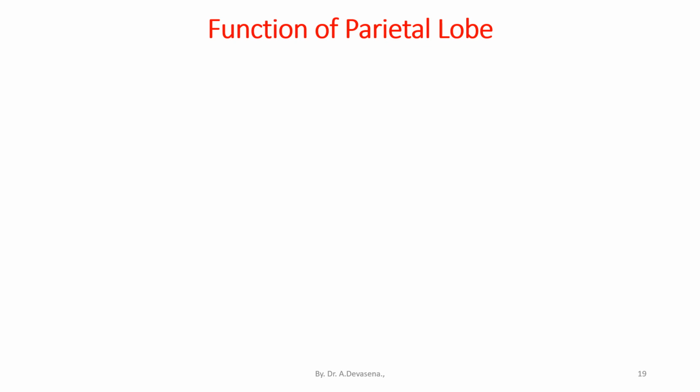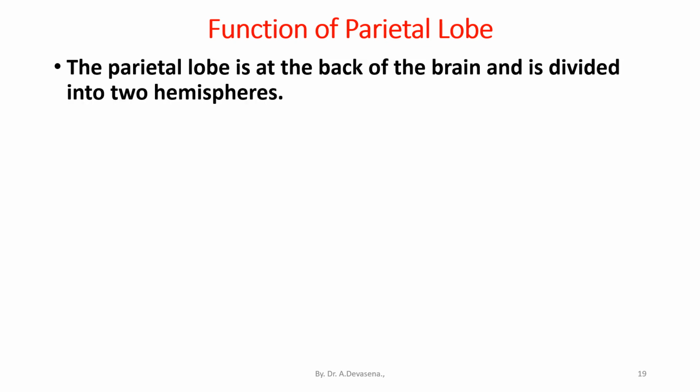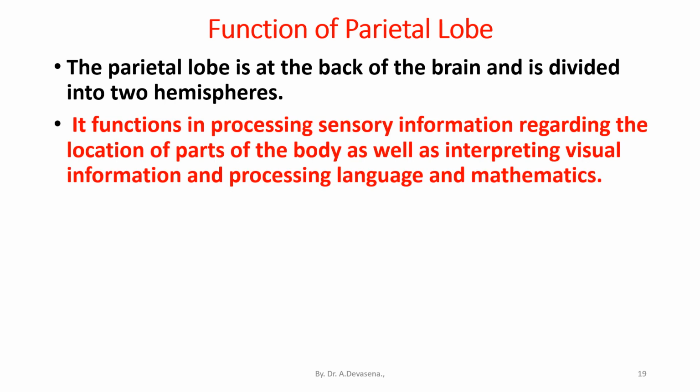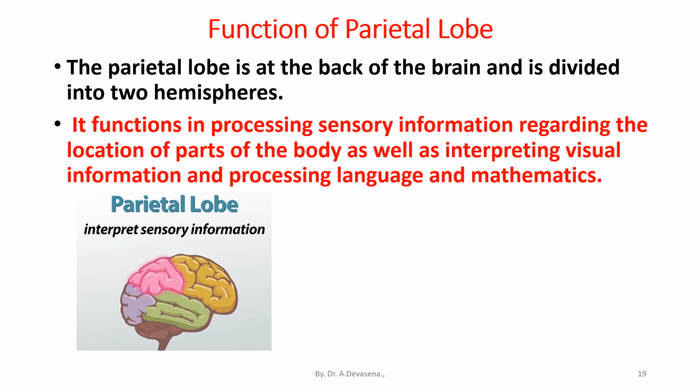Let us see the function of parietal lobe. The parietal lobe is at the back of the brain and is divided into two hemispheres. It functions in processing sensory information regarding the location of parts of the body as well as interpreting visual information and processing language and mathematics. This is the representation of the parietal lobe.